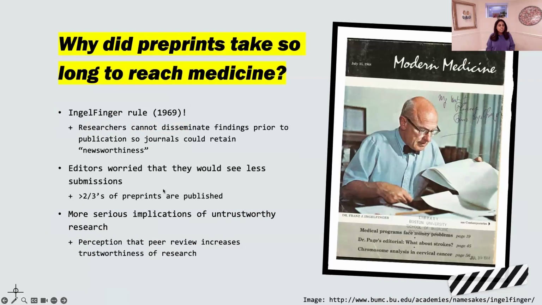Some of you may have heard of the Ingelfinger rule, where Franz Ingelfinger decided that researchers were not going to be allowed to disseminate their findings prior to publication so that journals could retain the newsworthiness of research. And editors worried that they'd see fewer submissions from researchers if preprints were allowed. It appears that at least 2/3 of preprints are published. And of course, that accounts for some publishing delays, but there are still publishing delays, so it may in fact be more than that. And of course, with medicine, there are more serious implications of untrustworthy research. There's a perception that the peer review that journals do can really increase the trustworthiness of research.